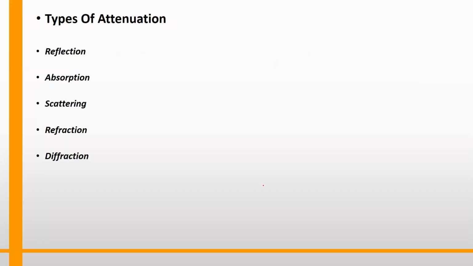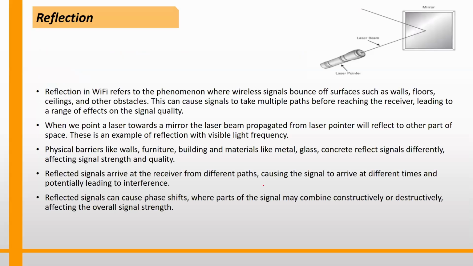So types of attenuation: reflection, absorption, scattering, refraction, and diffraction. Let's see, first is the reflection. Reflection in Wi-Fi refers to the phenomenon where wireless signals bounce off surfaces such as walls, floors, ceilings, and other obstacles. Reflection occurs when a wave encounters a surface that it cannot pass through and bounces back.